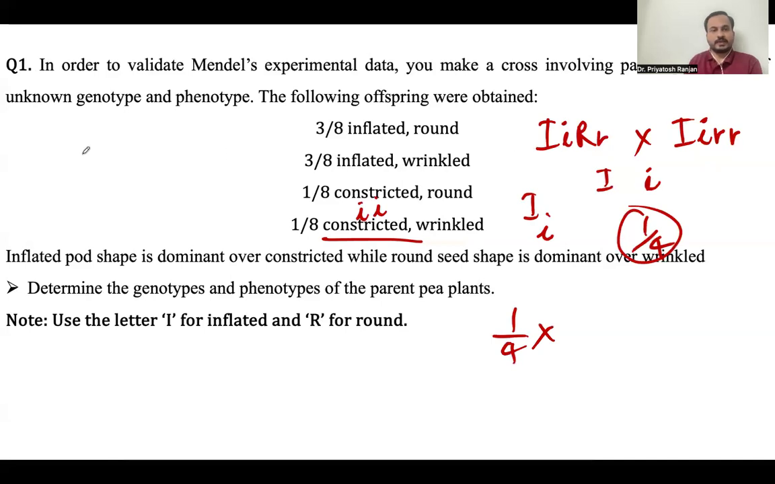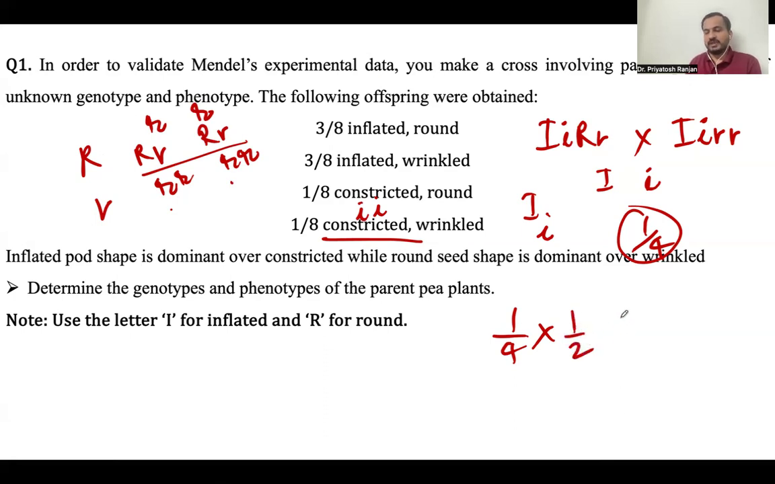And how about the wrinkled ones? If I'm making a cross between capital R, small r and small r, small r, I'll get capital R small r, and small r small r. So you have 1/4 and 1/4, which is nothing but 2/4 or 1/2. Now, law of multiplication, and the total ratio for constricted and wrinkled is going to be 1/8, and that's what I'm getting. You can confirm it for the other ones and you will get it.